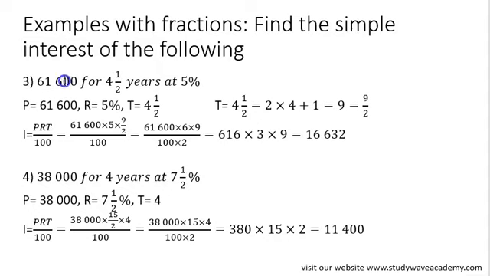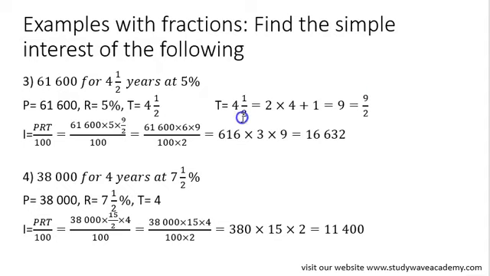Okay, here we have 61,600 for 4.5 years at 5%. It's just like the same thing we did in our previous examples, right? Good, so we'll be able to do it, right? First off, we write our numbers out and how they are represented. Then we turn our mixed fraction into an improper fraction. We know how to turn our mixed fraction into an improper fraction, right?